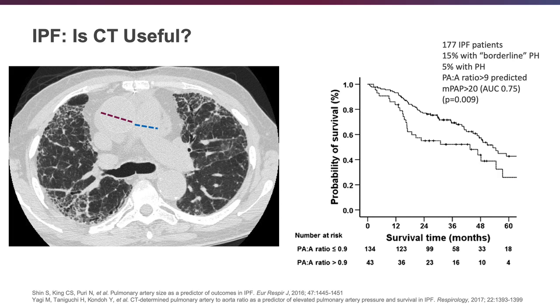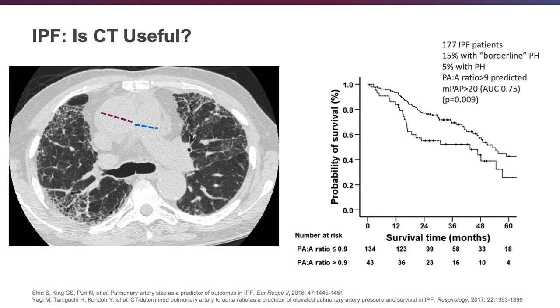And both in COPD and ILD, the answer is actually yes. So there are several studies that looked at pulmonary artery to aorta ratio and examined both ability of this ratio to predict presence of pulmonary hypertension and also looked at survival. So there are two studies that were done in idiopathic pulmonary fibrosis showed that the PA to A ratio of more than 0.9 predicted presence of pulmonary hypertension in a data set of about 180 patients. And it also showed that the patients whose pulmonary arteries were enlarged were at risk for increased mortality.